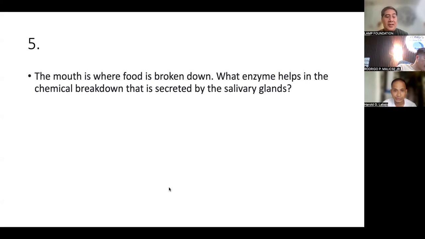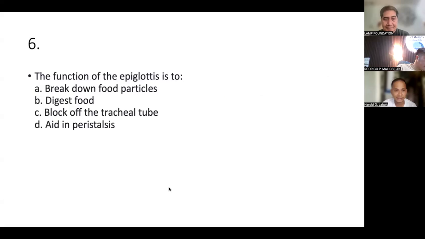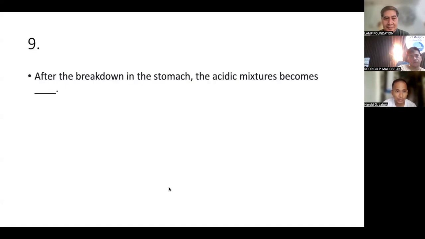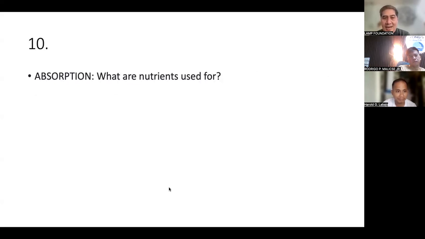The mouth is where food is broken down. What enzyme helps in the chemical breakdown that is secreted by the salivary glands? Amylase. The function of the epiglottis is to, what letter? Letter C, block of the tracheal tube. The esophagus performs blank to propel food. Peristalsis. What is the pH of the stomach? 2. After the breakdown in the stomach, the acidic mixture becomes chyme.